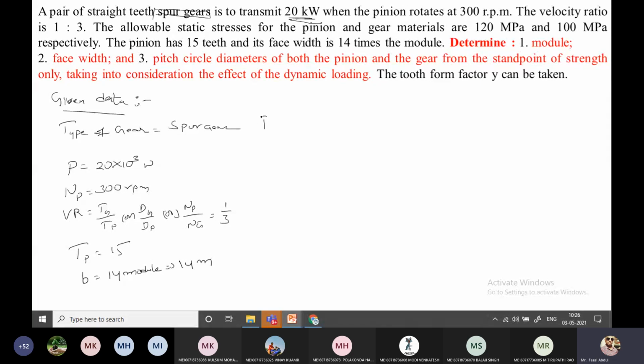Question is asking first, module, how much, and face width is how much. Once we get the module, easily if we substitute the module here, we can get the B value. And the third one is the pitch circle diameter of both pinion and gear, the pitch circle diameter means PC for the gear and pinion. Taking into consideration the effect of dynamic loading, the tooth form factor Y is given in the question itself.